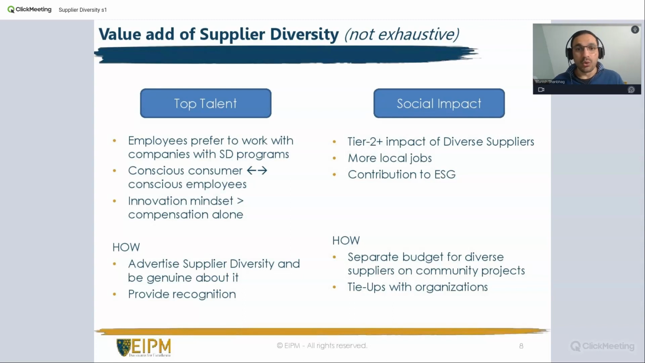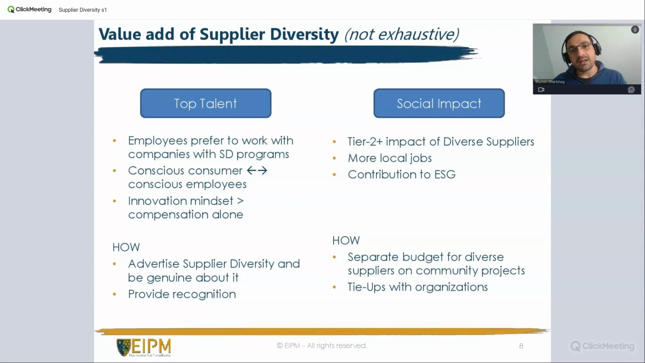Okay, so if you are in human resources, or if you want to attract top talent for your organization, advertising and communicating about your supplier diversity program and being genuine about it is important. That makes you an attractive prospect. You can also help by giving recognition to the right people within the organization. So it helps you again to attract top talent.